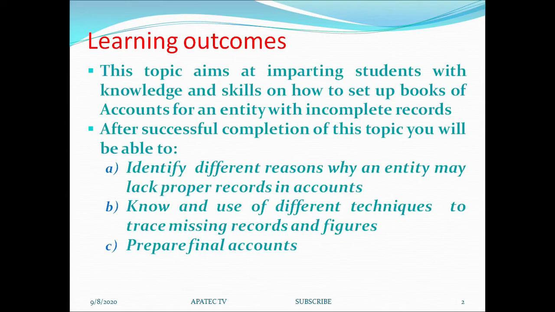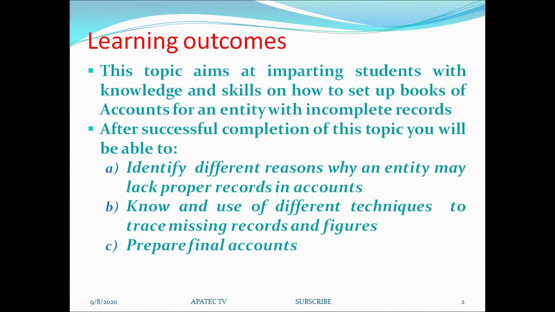After successful completion of this topic, you will be able to identify the different reasons why an entity may lack proper records in accounts, and also you will be able to know and use different techniques to trace missing records and figures. And also after that, we shall look at preparing the final accounts.